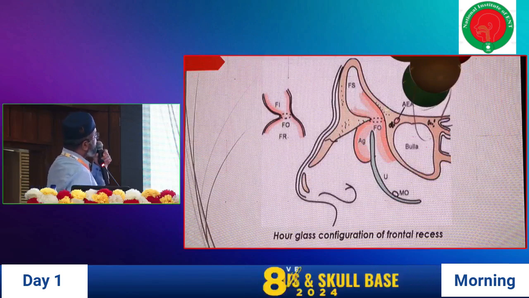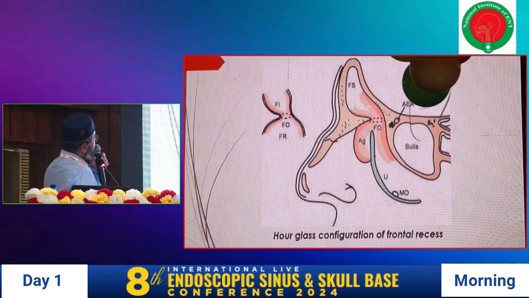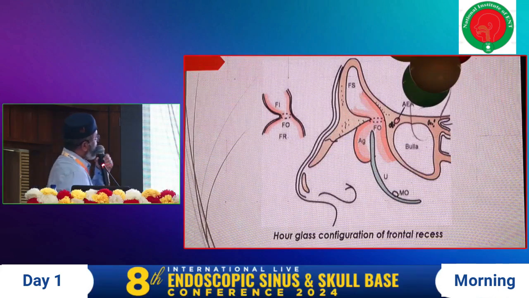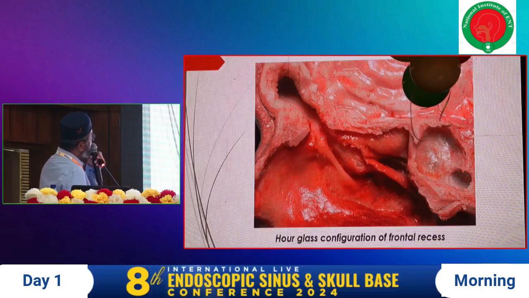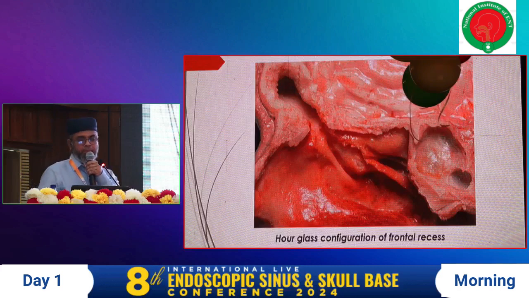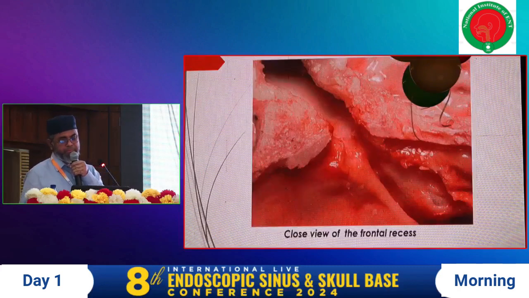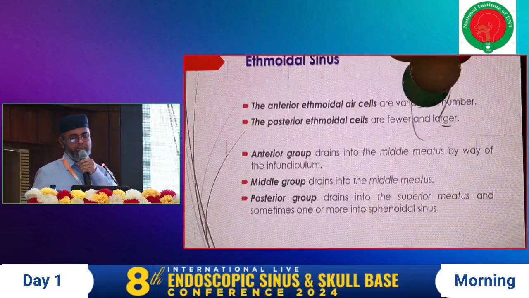That means if we look from the superior, the frontal orifice is a funnel-shaped structure, and this funnel-shaped structure is known as infundibulum. The frontal sinus, frontal orifice and frontal recess give the impression of an hourglass configuration. This is the frontal sinus, this is the orifice, this is the recess and this is the infundibulum, combinedly forming an hourglass configuration. This is the close view of the hourglass configuration.